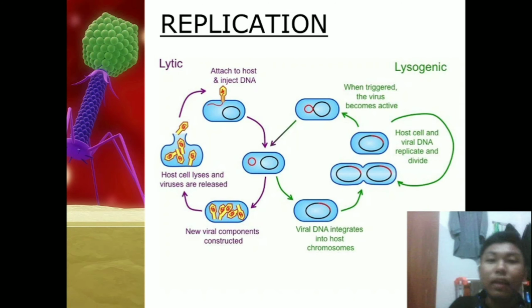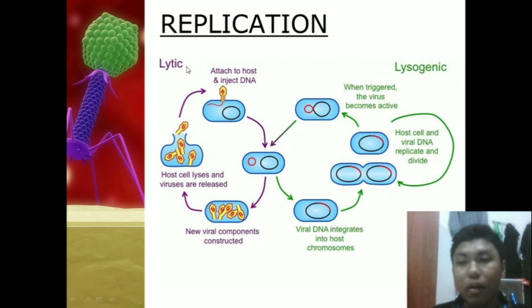Okay, next is replication. There are two replications in virus. The first is lytic and the second is lysogenic. Lytic.